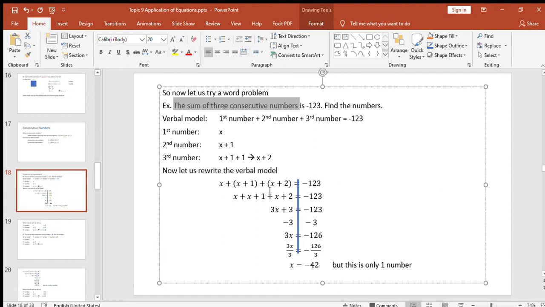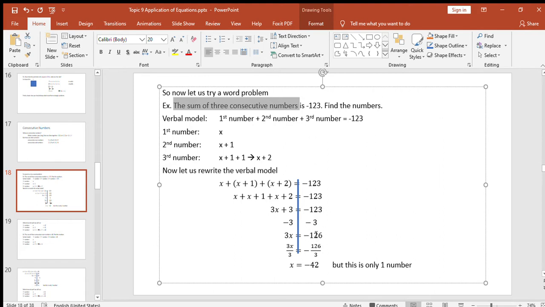Now you can draw the parentheses, and just combine like terms. One way or another, you're going to get 3x plus 3 equals negative 123. And what we're going to do is solve for x. To do that, again, isolate the x. Subtract 3 on both sides, and you're going to have 3x equal to negative 126. Again, negative 123 minus 3 will give you negative 126.